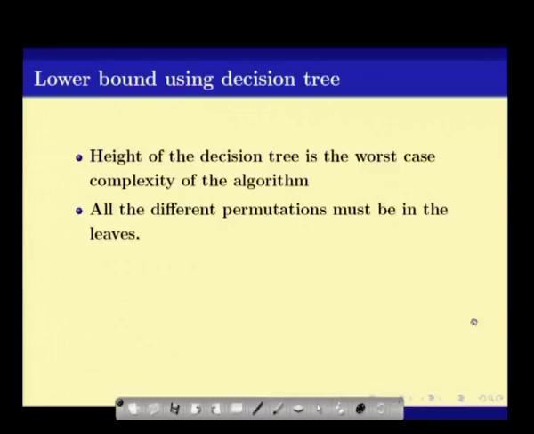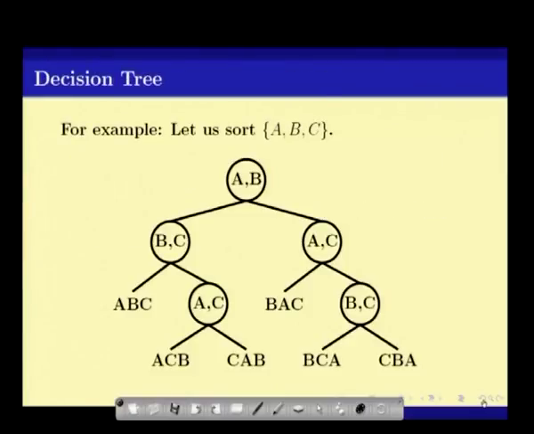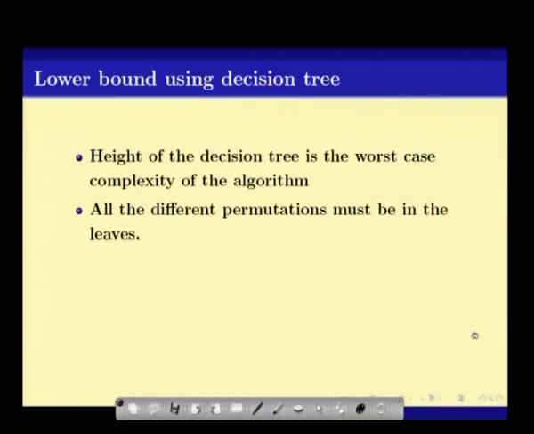The other important fact is that all the different permutations must be in the leaves. We can go back and see that all the permutations of ABC are there in the leaves, because when somebody gives me ABC, any of the permutations is possible. ABC is possible, ACB is possible, CAB is possible, BAC is possible, and so on. In our case that is 3 factorial, which is 6, so 6 possible combinations. And after going through this whole decision tree, I should be able to say, okay, here is the permutation that we are looking for. Thus, all the different permutations must be there in the leaves.